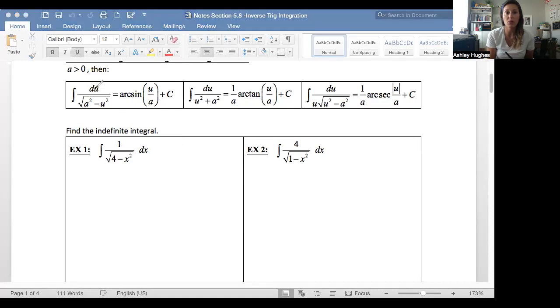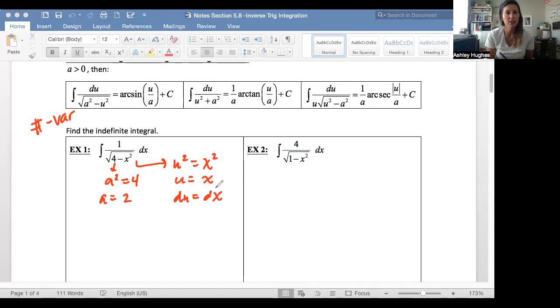Then you have to figure out which of these three is it. Well, when you have the number first minus the variable, then that means it's sine. So you're going to see that this is a squared. So if a squared is 4, that means a is 2, which means this is u squared. So u is x, and so du is just dx. So this is just arcsine u over a, so x over 2 plus c.